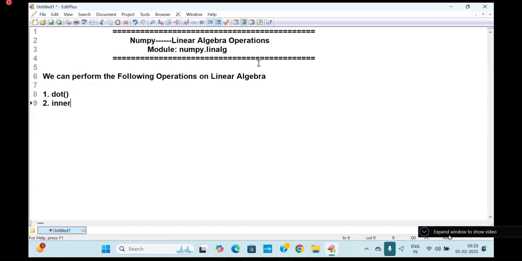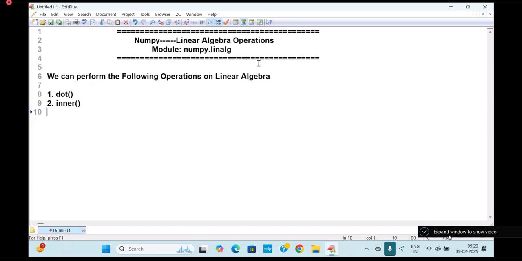Next you are going to get inner. Spell out inner. Next you are going to get outer. Next, the fourth one you are getting is det, determinant. Do you know determinant?